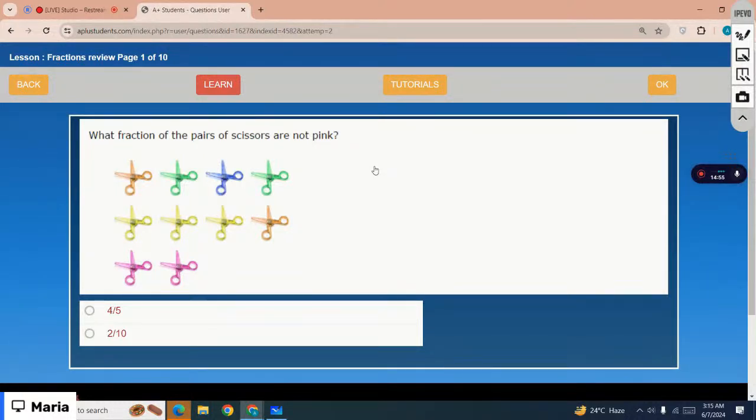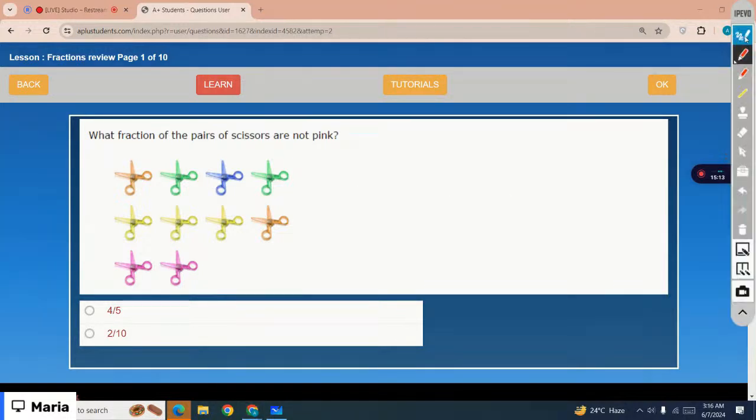You need to count the ones that are not pink, right? So two of them are pink. Let's just count the total. 10 it is, right? And 8 of them are not pink. Only 2 of them are pink. No, not 2, but that are not pink. You don't have to count the pink one.